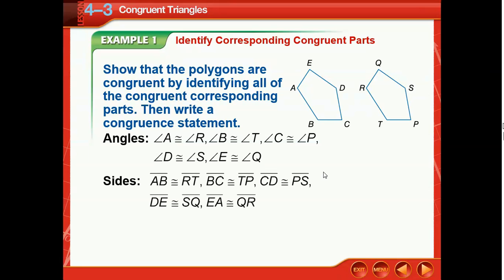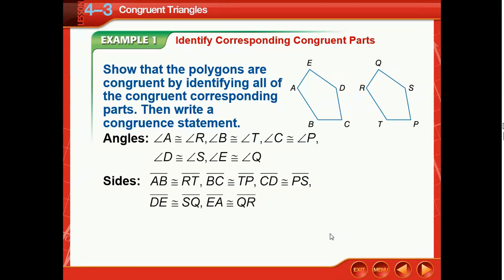And then the sides, you can reverse the letters here. So instead of writing AB, you could write BA. But if you do that, I would recommend you reverse the letters over here too. So that'd be, instead of RT, it'd be TR. But it's only this pair that you're going to write. So it has to be A and B, and R and T are going to be congruent to each other. So then you have segments BC and TP, segments CD and PS, segments DE and SQ, and segments EA and QR. So now put all that together and give me the congruence statement.